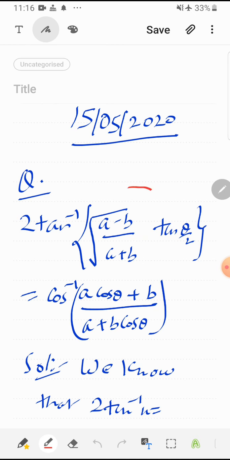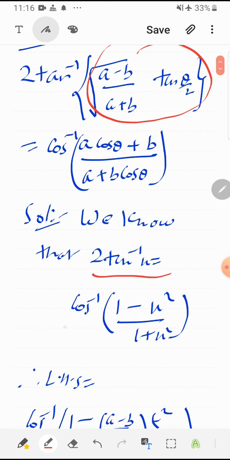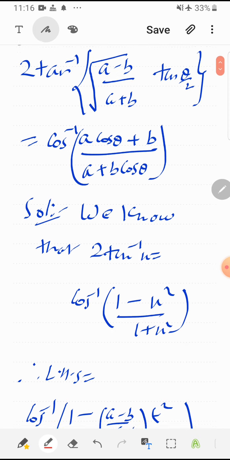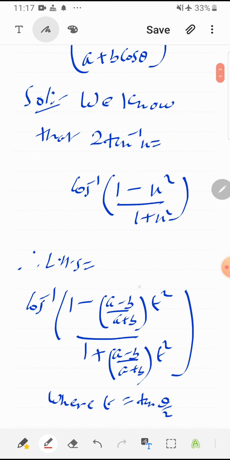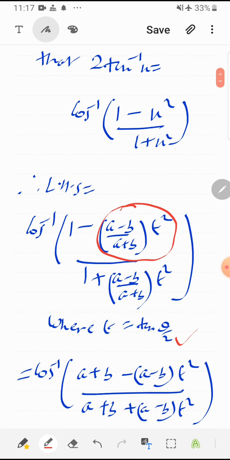Now if I consider this as x, that means I have to prove 2 tan inverse of something is equal to cos inverse of something. So the hint is very much clear. We have to apply this formula, which converts tan inverse into cos inverse. Applying this formula to the left hand side, x square means the root has gone and it becomes t square. I have substituted t as tan theta by 2 to reduce the size of the question.